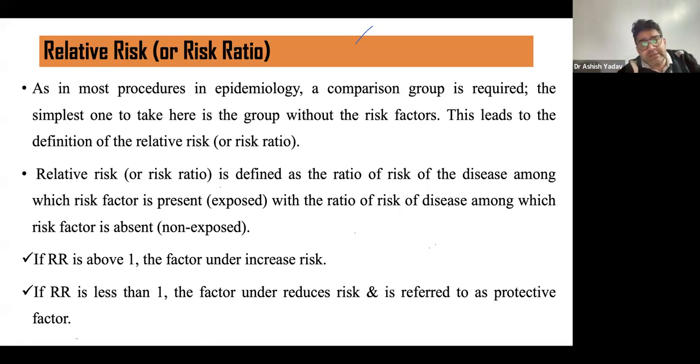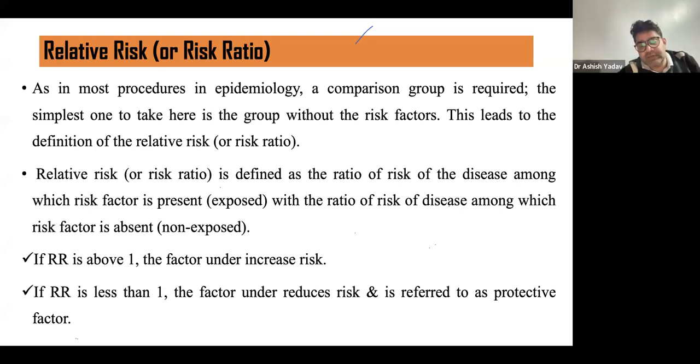Now, the question arises whether we should use relative risk or absolute risk. Generally, whenever we are establishing an association, we go with the relative risk. As in most procedures in epidemiology, a comparison group is required. The simplest one is the group without the risk factor. This leads to the definition of relative risk. Relative risk is defined as the ratio of the risk of disease among those in whom the risk factor is present, exposed, to the risk of disease among those in whom the risk factor is absent, that is, non-exposed.